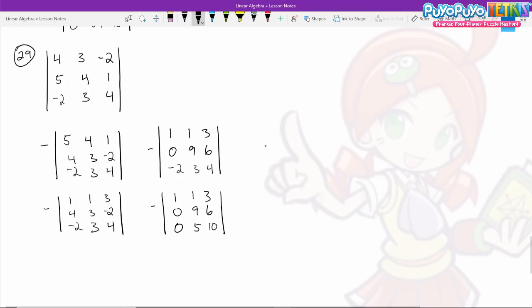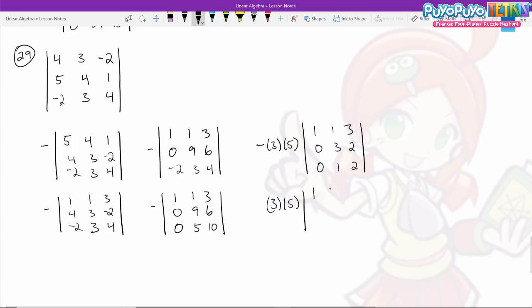Then I can factor out some numbers. So the second row is divisible by 3, and the third row is divisible by 5. So then let me swap rows again, because I want all ones in the main diagonal, or at least most of the ones. It's troublesome if they're not.